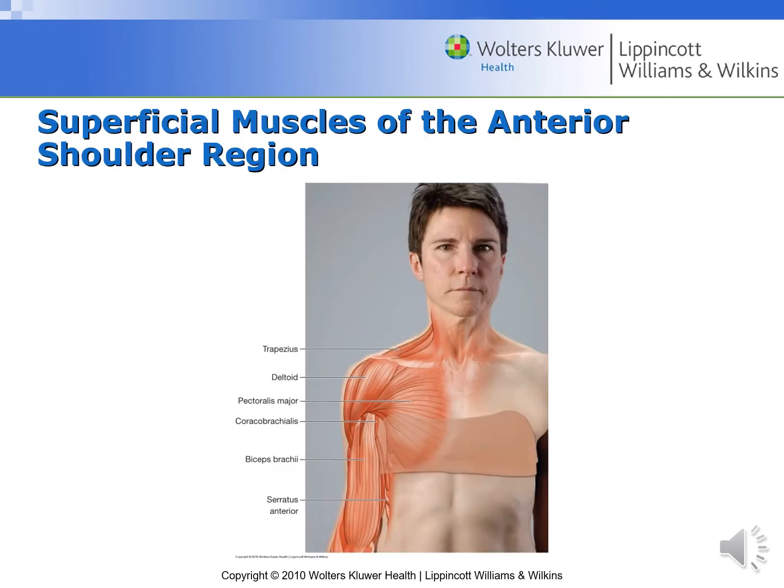Now let's consider the superficial muscles of the anterior shoulder region. First, we see the trapezius at the very top or superior. It is superior to the deltoid, followed by the pectoralis major, the coracobrachialis, the biceps brachii, and the serratus anterior.